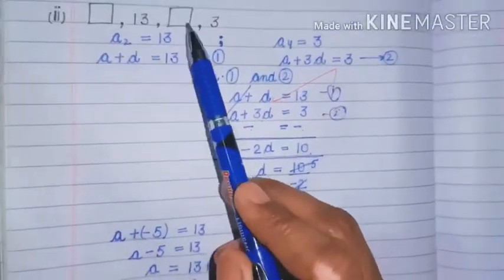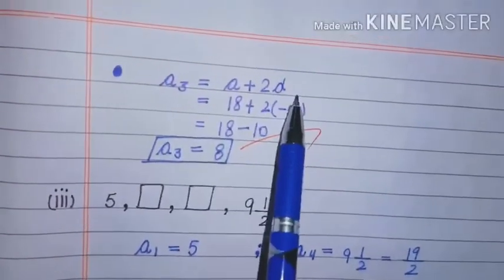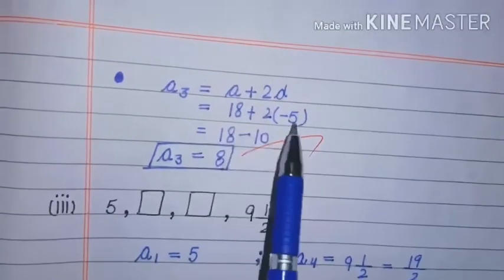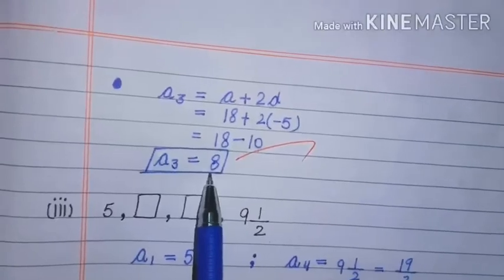Now you want to find the third term. The formula for the third term is a3 is a plus 2d. So a is 18 and d is -5. Now put the values and you will get 8, beta.